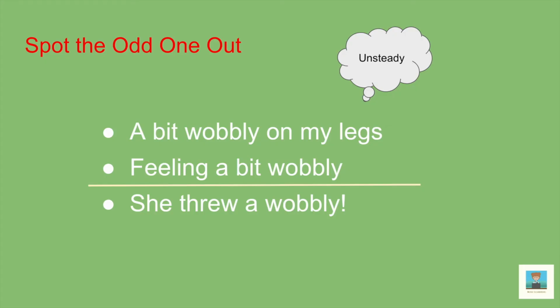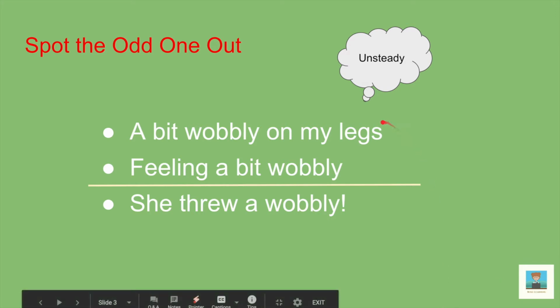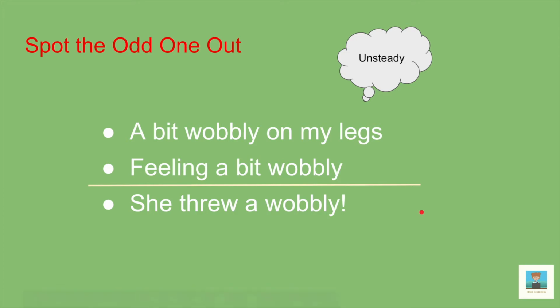If you're feeling a bit wobbly on your legs, you're not walking steadily for whatever reason. If you're feeling a bit wobbly, it's more about being unsteady, not feeling so secure in yourself emotionally. So they both have a similar meaning. This is physical here, this is emotional. Whereas she threw a wobbly is very idiomatic. Nothing about throwing jellies, it's all about temper tantrums, going crazy.